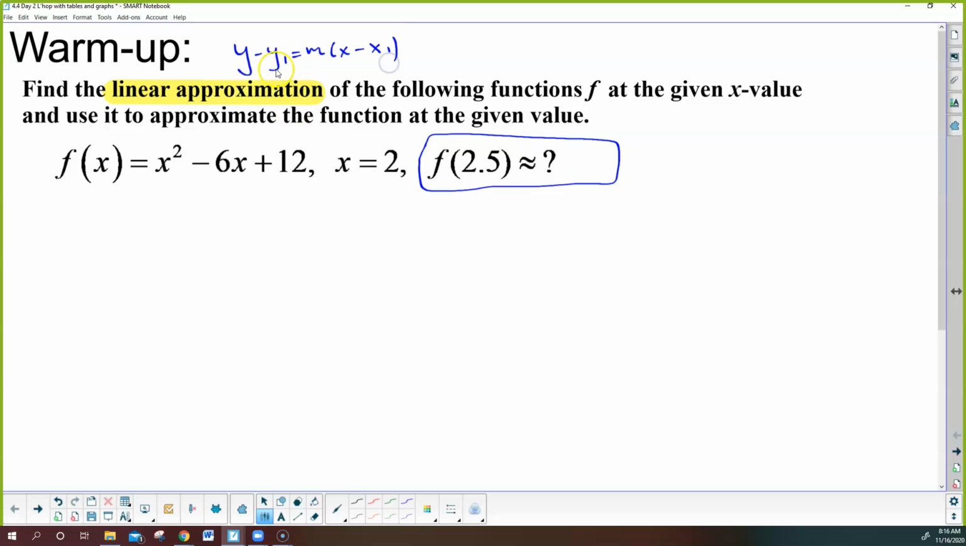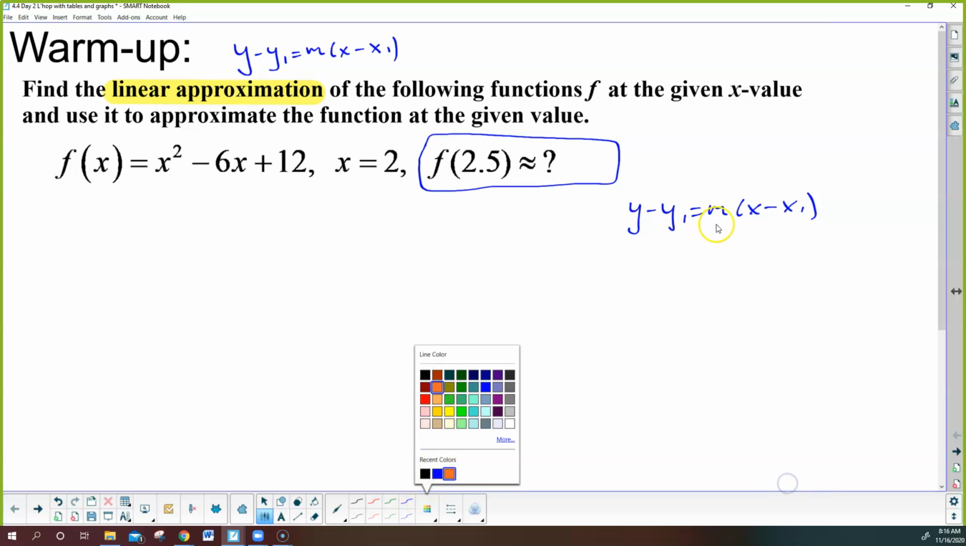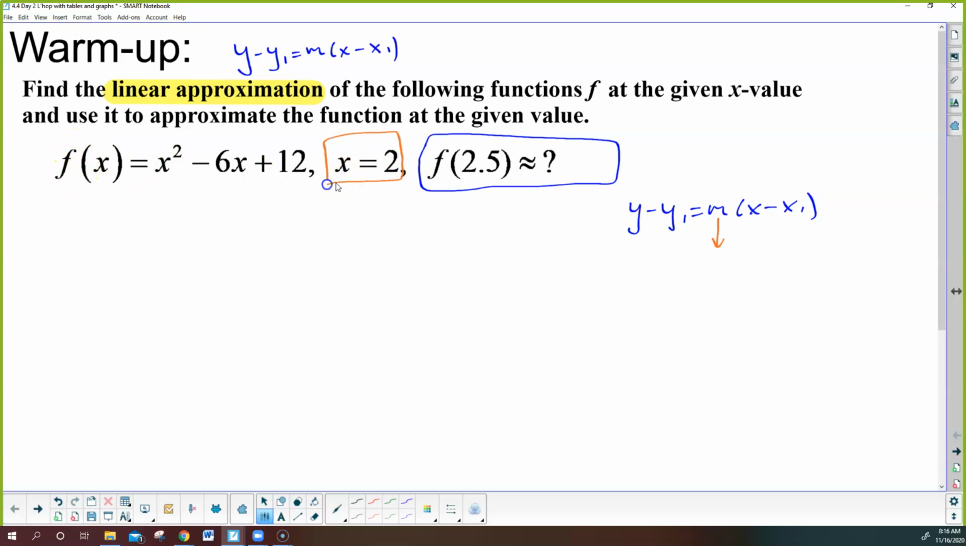So what do we need? We need a point and we need a slope. Actually, rewriting this, we can think of what do those pieces mean, right? What is your slope? Well, the slope is the derivative of this function at x equals 2. So I got to find f prime of 2.